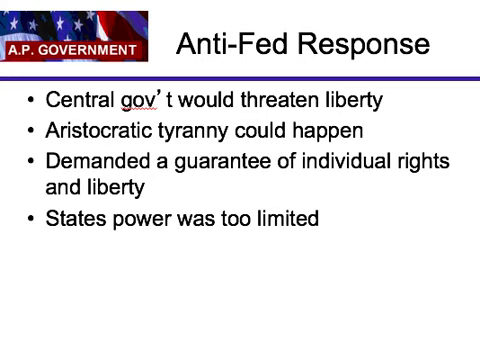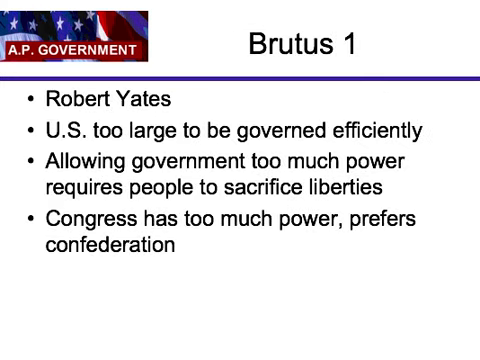The Anti-Federalist viewpoint also had a response. Again, they thought central government was threatening people's personal liberties. They didn't want a tyrant, and they wanted individual rights to be guaranteed. And they still felt the power of the states was limited. So they had one response in Brutus 1. The U.S. was too large to be governed efficiently. Again, allowing the government too much power requires people to sacrifice their liberties. They didn't like that. And Congress has too much power. They preferred the idea that the states had a little bit more power to make some of those laws.